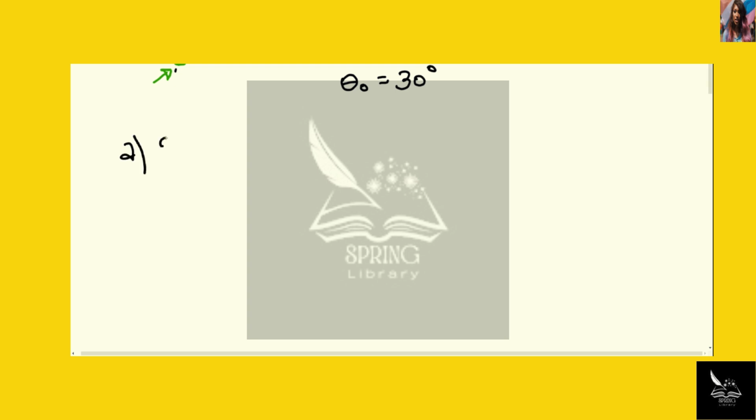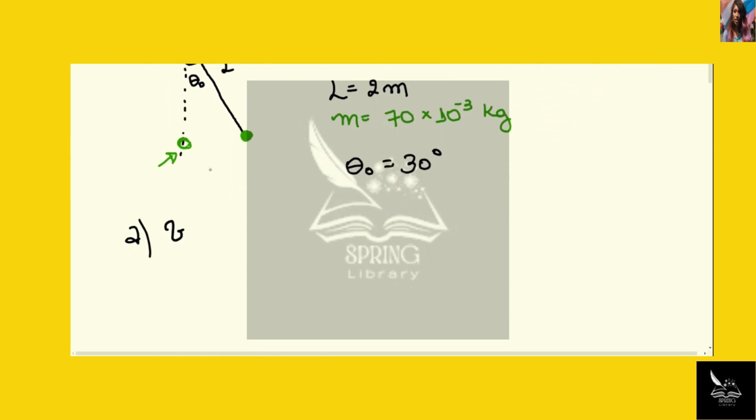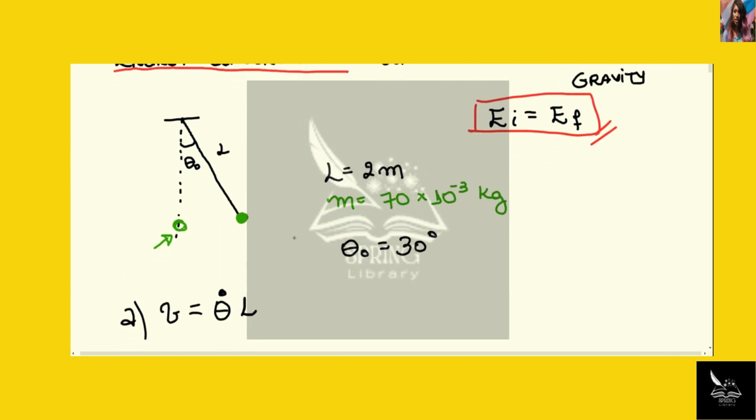So we want to find the velocity. Remember first that the linear velocity for rotations can be expressed in terms of the angular velocity, which I'm going to call theta dot, times the distance between the particle that is rotating and the center of rotation. So here, L.